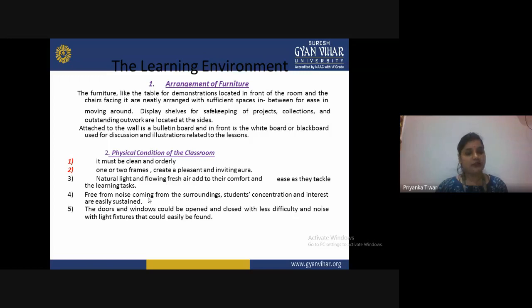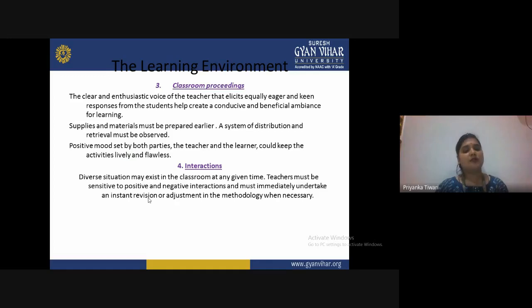The doors and windows can be opened and closed with less difficulty, and noise-free light fixtures could easily be found. In the learning environment, the enthusiastic voice of the teacher that elicits equally eager responses from the students helps create a conducive and beneficial ambience for learning.